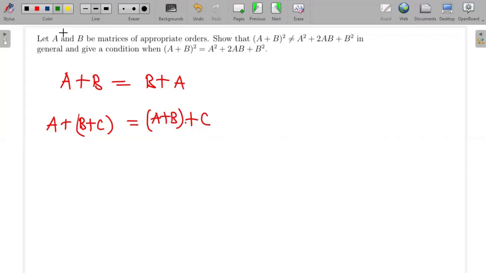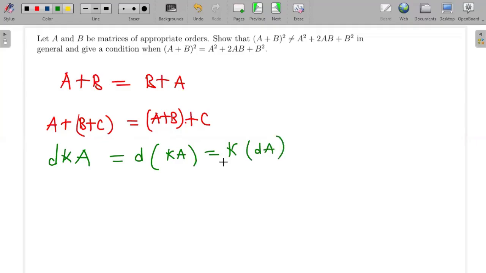Okay, what about multiplying by a constant? For example, I have two constants, let's say D and K, multiplying matrix A. This is the same as D multiplying (K multiplying A), which is also the same as K multiplying (D and A). So in short, you can factorize the constant. There's no problem. These are very important properties. They look simple here, but when you'll be using them in most of the questions, they're going to be confusing. So you better understand them from here.